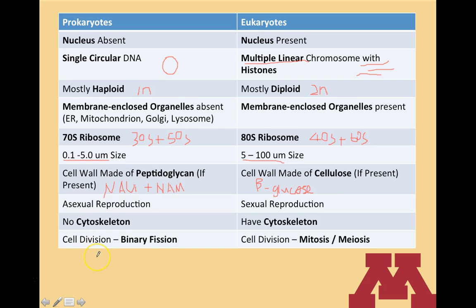The last difference is that prokaryotes usually undergo binary fission, which is the splitting of one parent cell into two approximately equal parts, like one divided into two parts. And the eukaryotes usually undergo mitosis and meiosis for cell division. Again, you should be very familiar with the process of mitosis and meiosis and the difference between those two cell divisions. Okay?